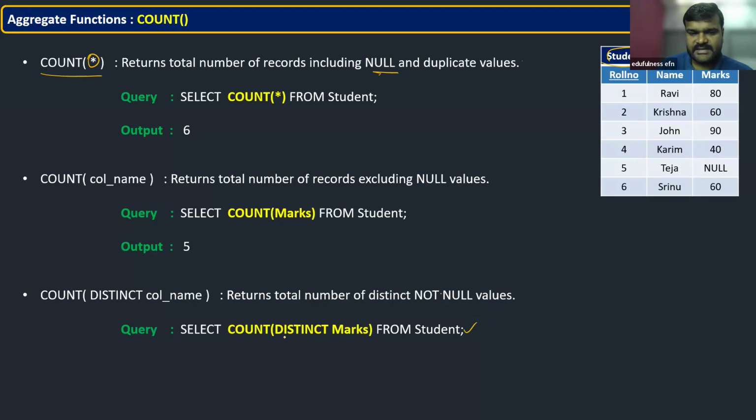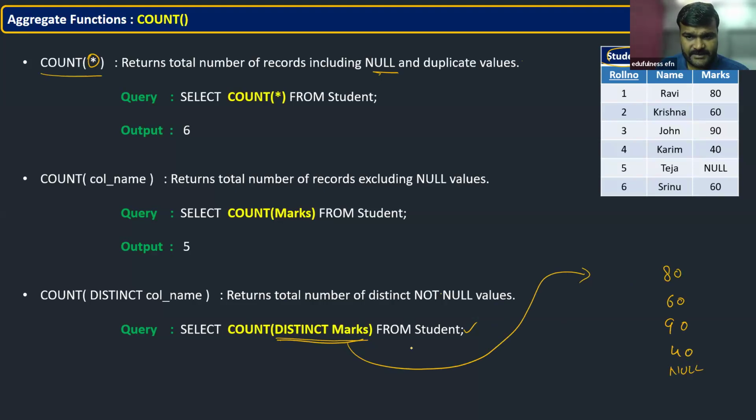Okay, see, distinct marks part, what will it return? 80 will return, 60 will return, 90 will return, 40 will return. Will null return or not? Yes, null will return. That's why I asked distinct from commission, COMM, in our practical part. Then 60, when it comes to 60, it is repeated, so distinct will not return it again. Now on this, you are applying count.